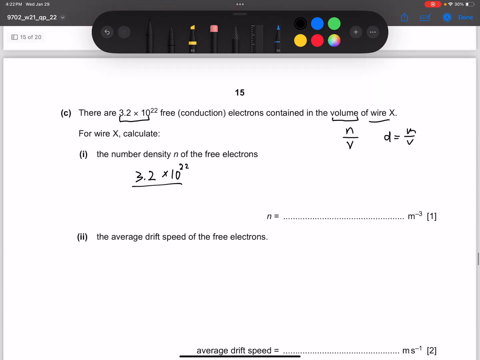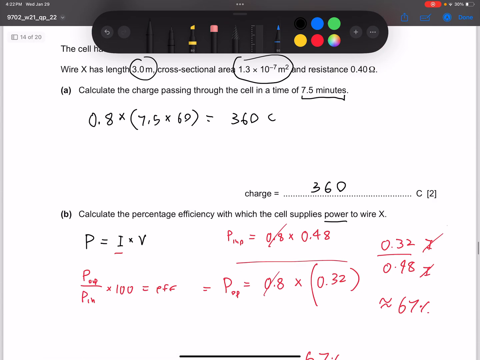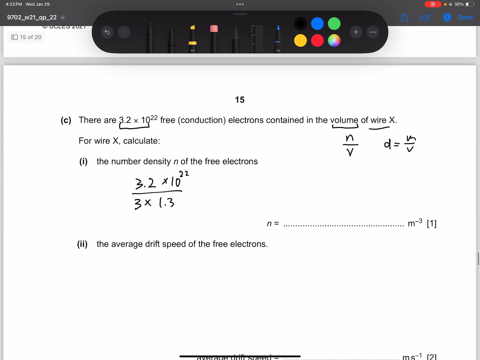Okay. So the volume will be 3 into 1.3 into 10 to the power minus 7. Let me plug that in the calculator.